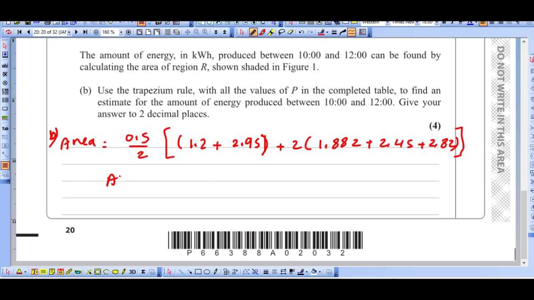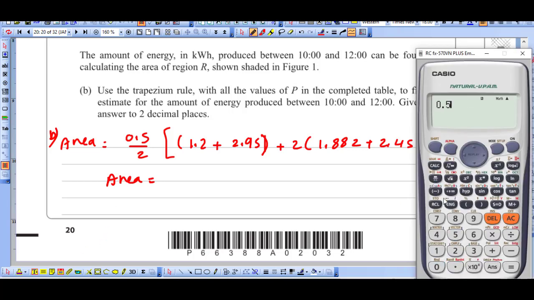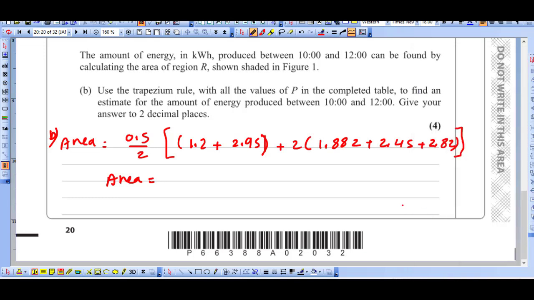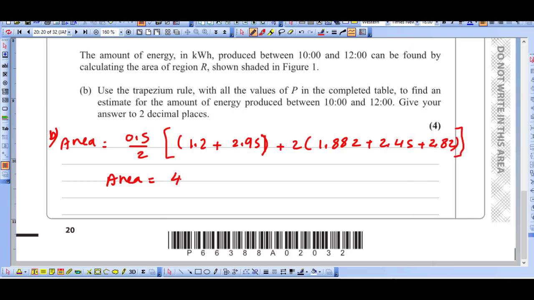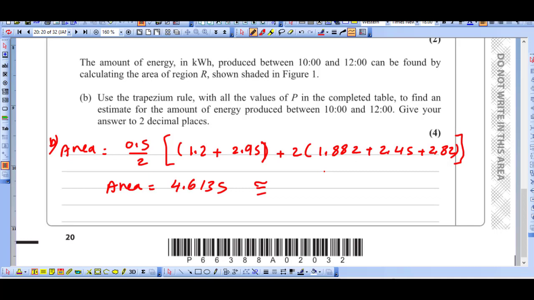So area is equal to 0.5 divided by 2, multiply, open the bracket, and then 1.2 plus 2.95 plus 2, and then open the second bracket, 1.882 plus 2.45 plus 2.82. Close the second bracket and then the first bracket, equal to 4.6135. To two decimal places, 4.61 kilowatt hours. And this is the answer to the question.